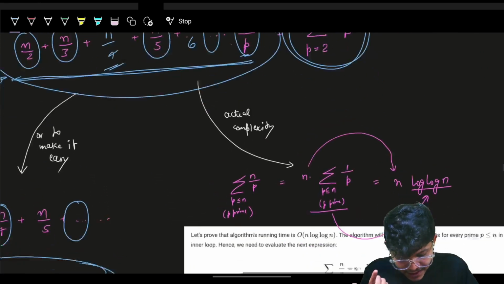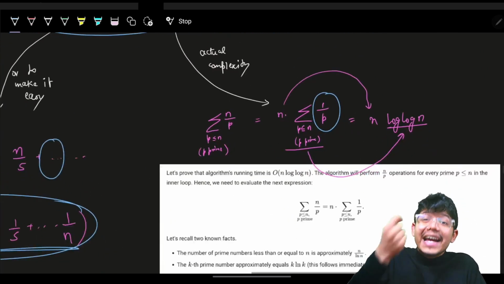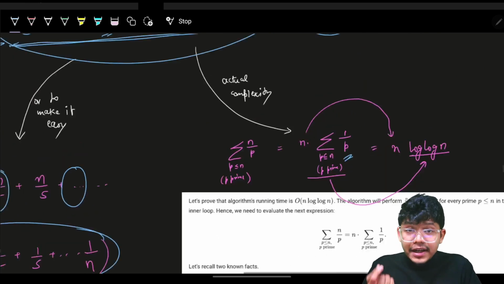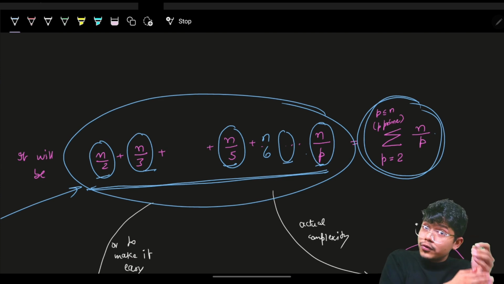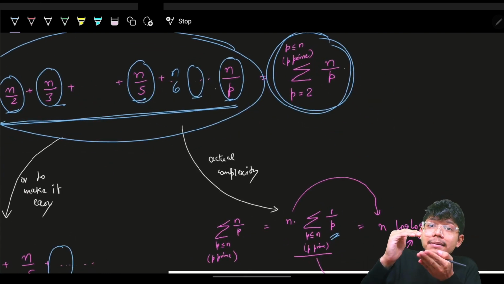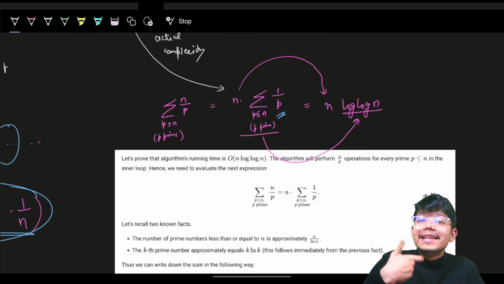As we saw, we have the sum over all the prime numbers. It is the sum of 1 by 2, 1 by 3, 1 by 5, 1 by 7, and so on and so forth. So it is 1 by a prime number, 1 by the next prime number, and so on. Now I have to go and find the sum of that.